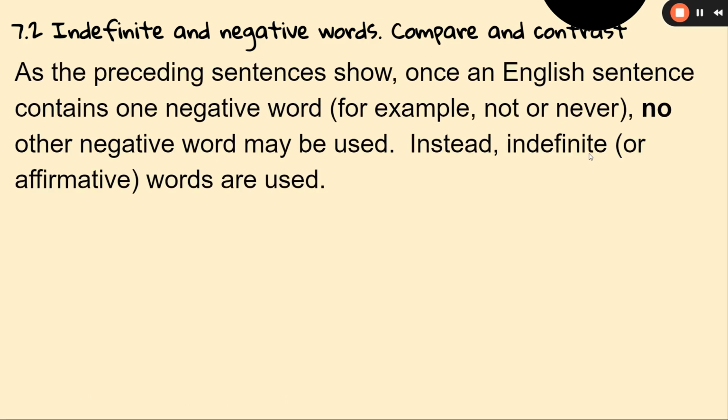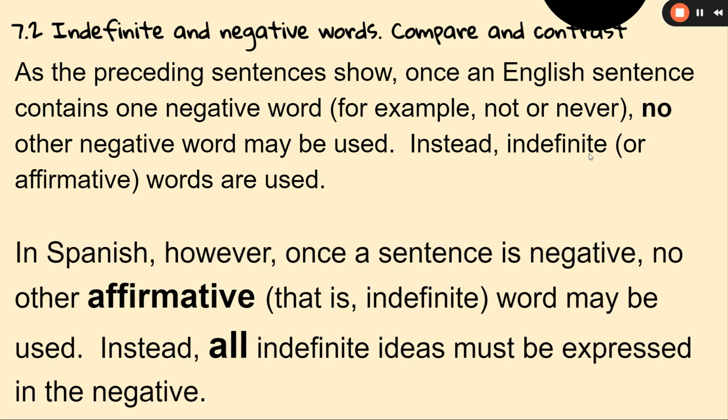As the preceding sentences show, once an English sentence contains one negative word, no other negative words can be used. Instead, an indefinite or affirmative word is used. That's for English. But in Spanish, once a sentence is negative, no other affirmative words can be used. Okay? All indefinite or affirmative words, ideas must be expressed in the negative. Okay?